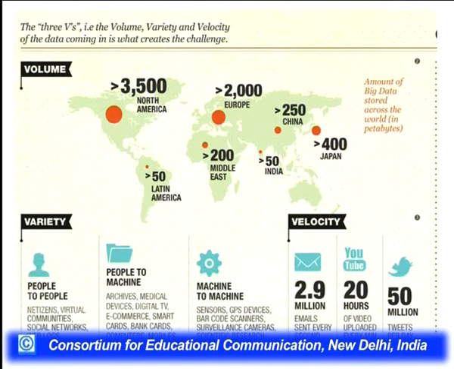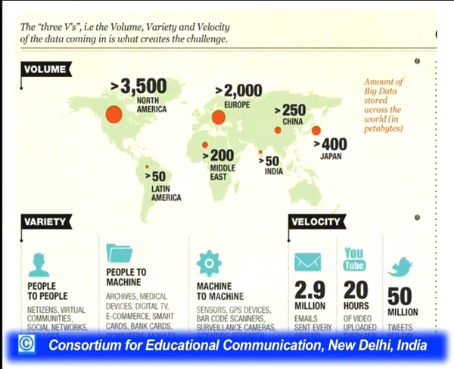So in the whole world, the biggest problems and challenges of big data are for North America, because a huge amount of big data is stored there, and the lowest are Latin America and India. In India, a lesser amount of big data is generated, only greater than 50 petabytes. You can also see the challenges in Europe, which is also creating data greater than 2000 petabytes. So there is a problem managing all that data. That's why in America and Europe, people started a new course known as the Master's in Data Science, MS in Data Science, to manage and handle the huge amount of data. So friends, this is all about the volume of data, the big data challenges in the case of volume.